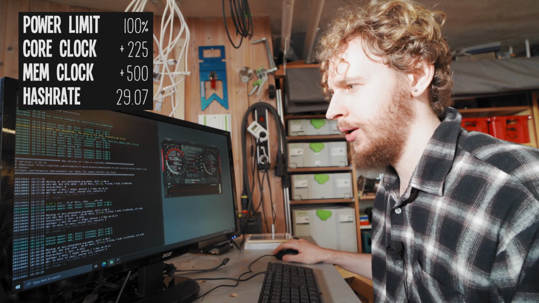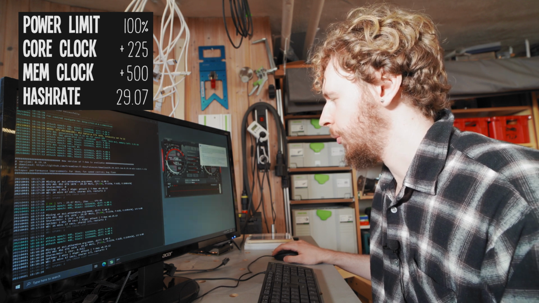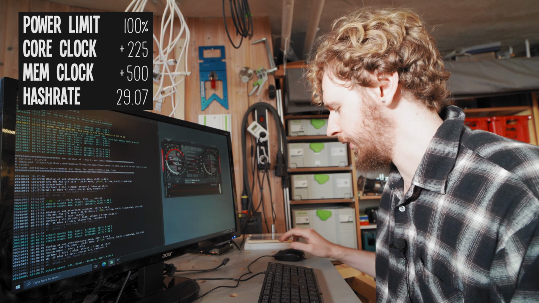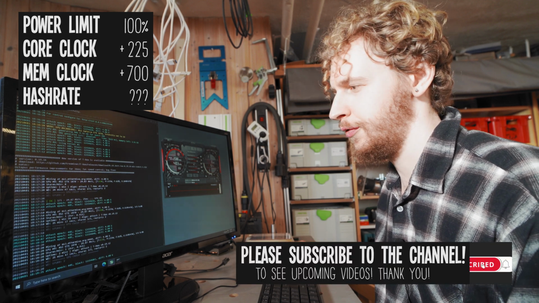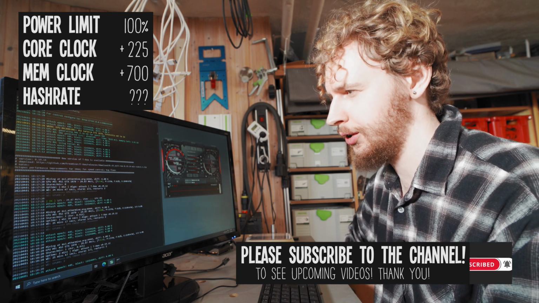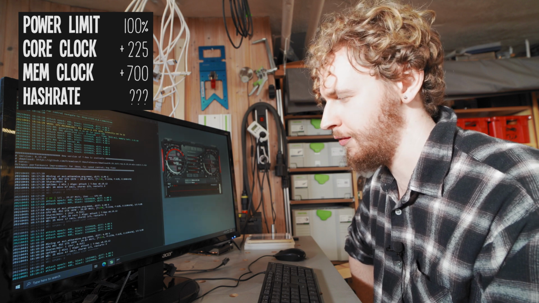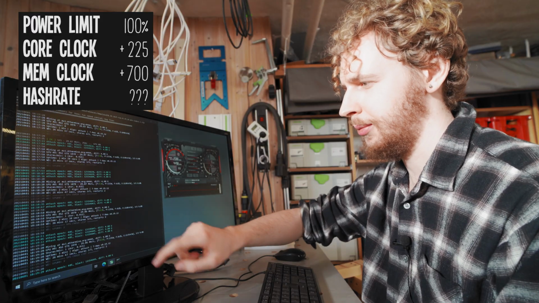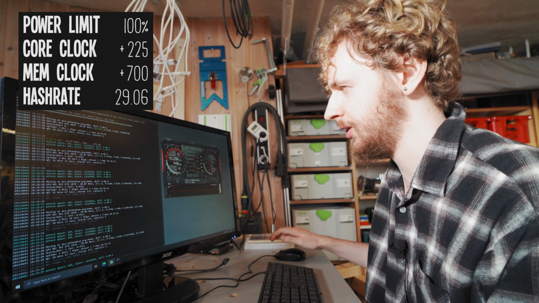So now what I'd like to do is revisit the memory clock. So we sort of just left that at plus 500. So let's give that 700. And let's just see if that changes anything now that we've messed with our core clock, or if the memory clock still doesn't have much of any effect. Nope, that doesn't seem to have had much of any effect. We're still at 29.06 megahash a second.